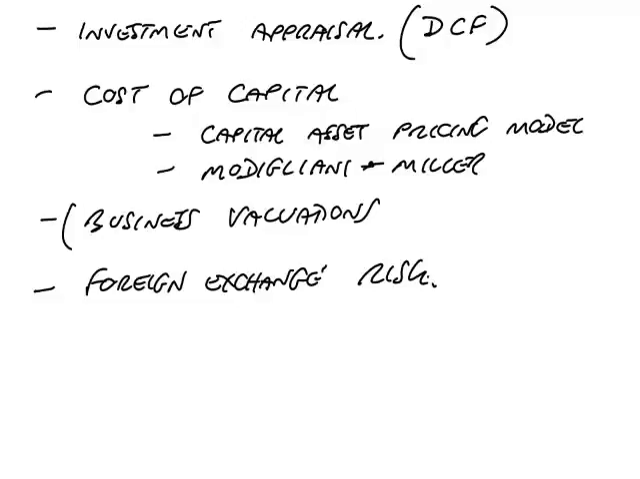Which again you did a bit of in F9. I will remind you, I don't know if you remember, forward rates, which were very easy. There was money market hedging, which was a bit messier. But at F9, that was it. At P4, they're still relevant, but there's a lot more numbers.